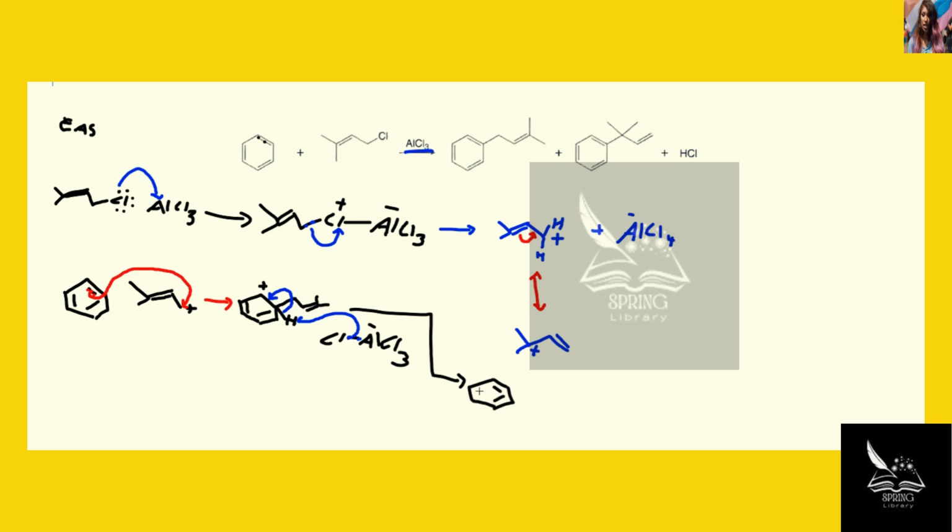Now you reformed your aromaticity in your benzene ring, and you formed your HCl, and one of the products being this one. But now we need to form the second product, using the second electrophile. So once again, we'll start from benzene, and using the pi bond electrons, we'll go through a carbon atom, hitting this carbocation.